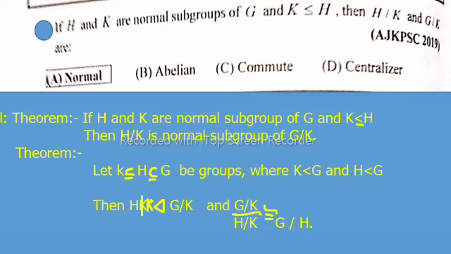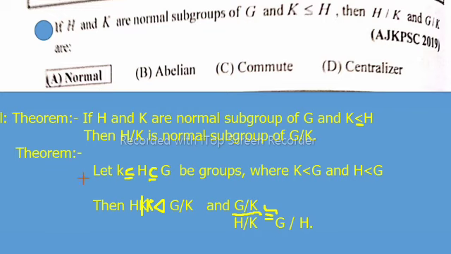Solution. Theorem number 1: if H and K are normal subgroups of G and K is less than or equal to H, then H/K is a normal subgroup of G/K. So option A is correct.